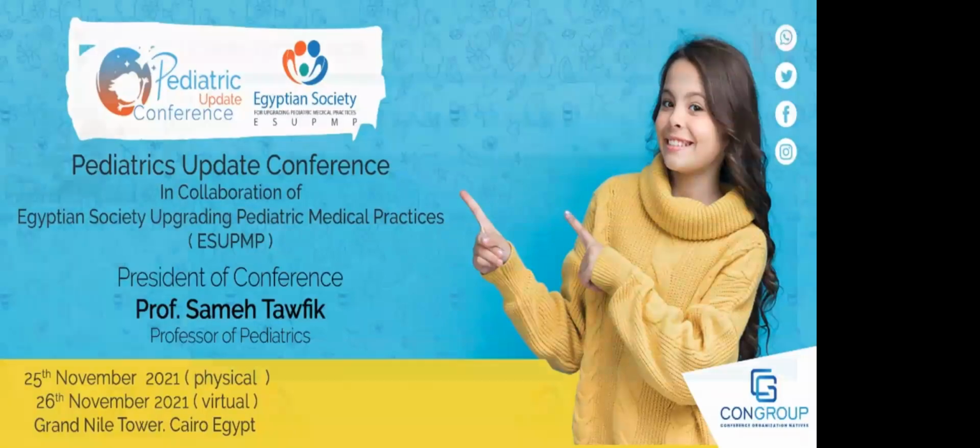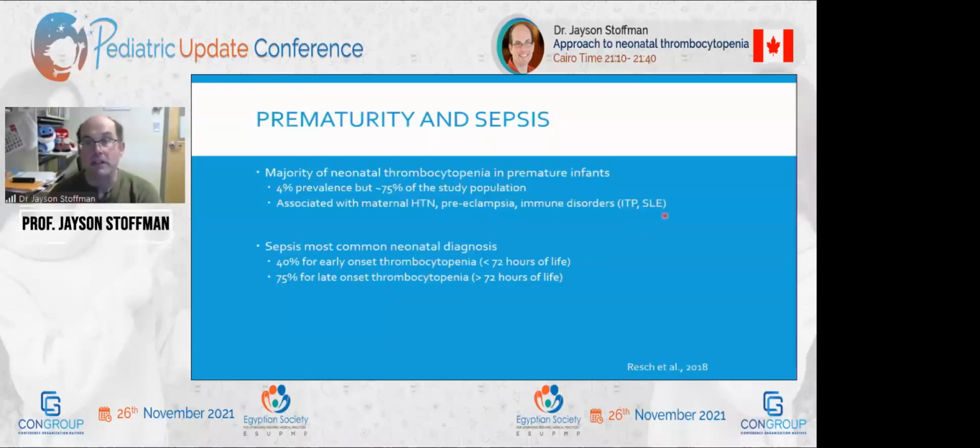So, looking at two of the big ones, prematurity and sepsis, the statistics from that case study were quite interesting. They found the majority of the newborns with low platelets were premature. And these are the numbers that I like. The incidence of thrombocytopenia in all of the premature infants born within the study period was about 4%. But of the study population of infants with thrombocytopenia, 3/4 of them were premature. So that certainly represents the association between thrombocytopenia and prematurity.